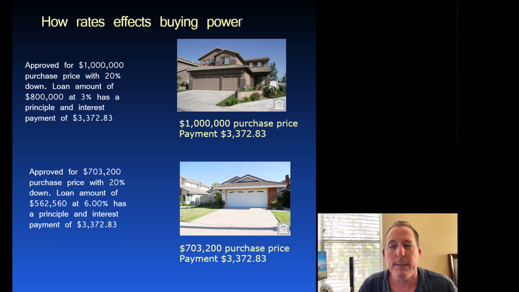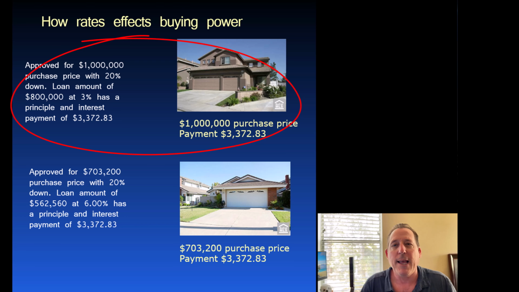So let's say back in December, you were qualified for a house of $1 million with 20% down, loan amount of $800,000. At 3%, your mortgage principal and interest payment is $3,372.83, which is illustrated in the top portion of this chart.